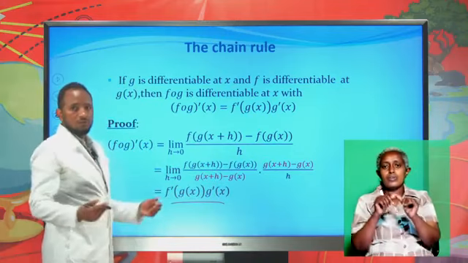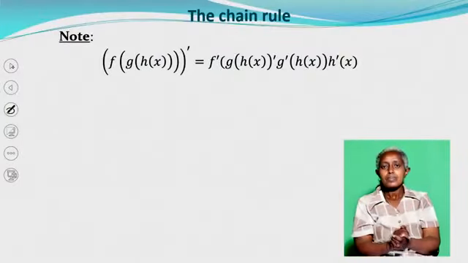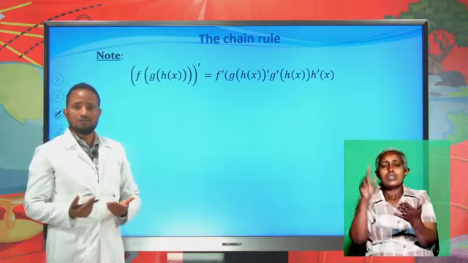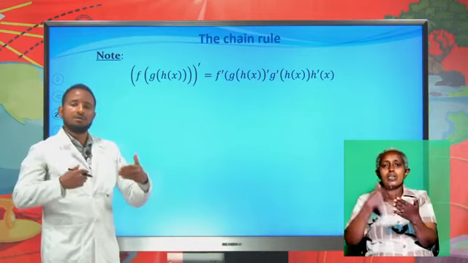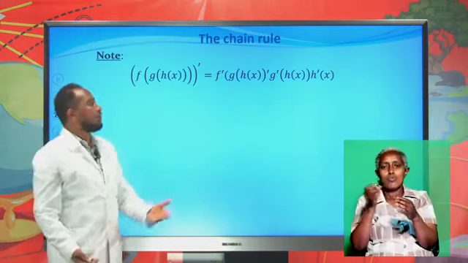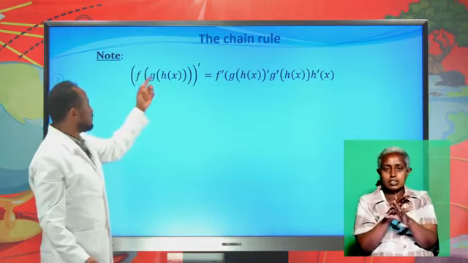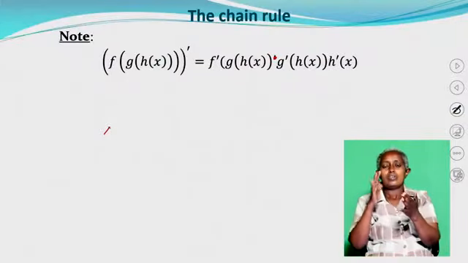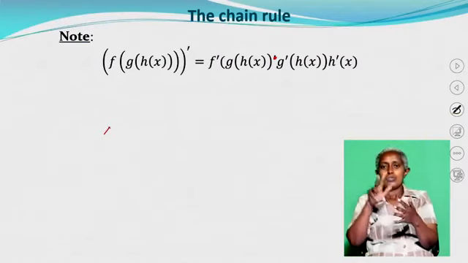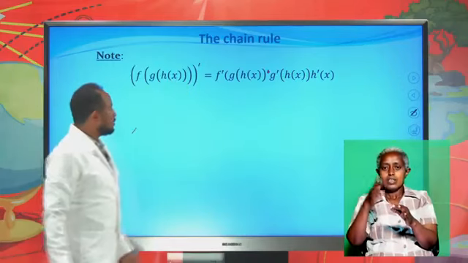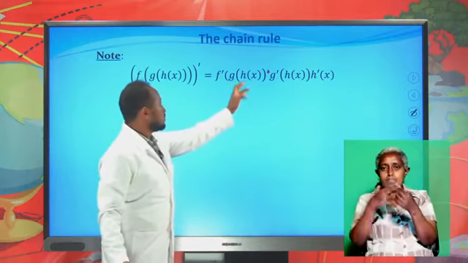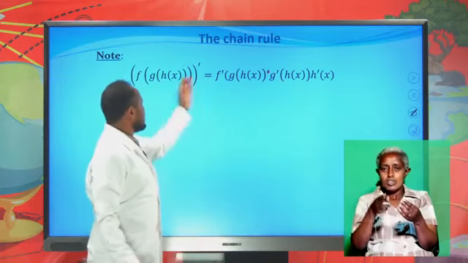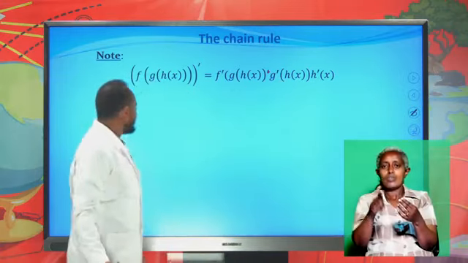Now let's continue to the other part. Before that, the derivative of a composition of functions can be extended to 3 or more functions. If we have 3 functions, the derivative of f of g of h of x can be evaluated like this: it will be equal to f derivative at g of h of x times g derivative at h of x times h derivative of x. Now let's see an example for this.